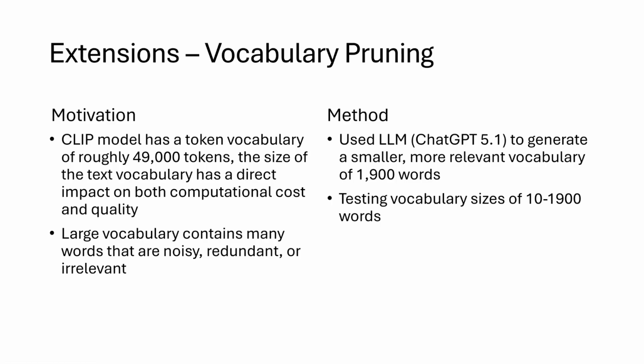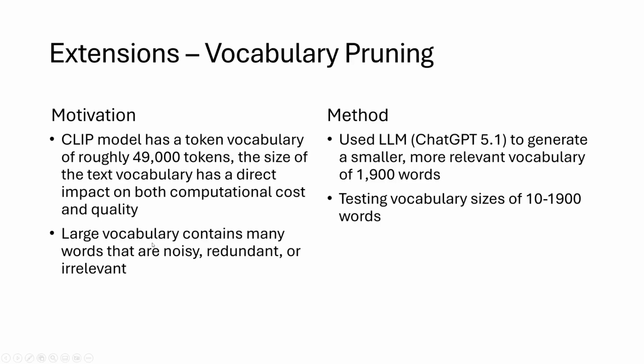Going into the extension that I chose to implement onto this paper, I chose to implement something called vocabulary pruning. And I like to talk about the motivation and the method before going on to the results. So the original paper used CLIP, which has a token vocabulary of roughly 49,000 tokens. And this size of the text vocabulary has a direct impact on both the computational cost and the quality of the outcome of the model.